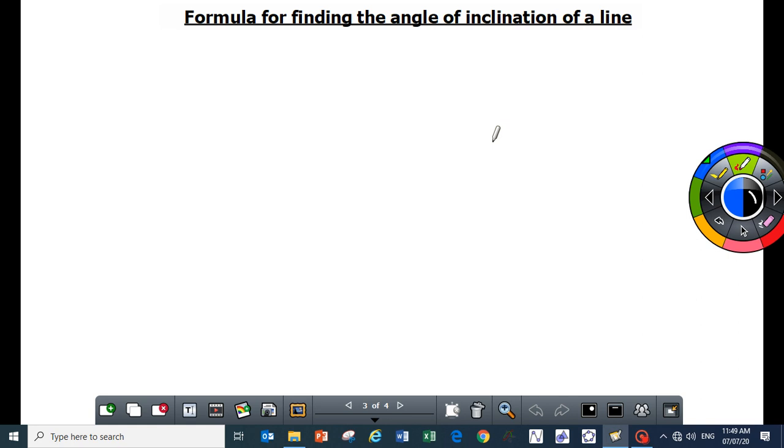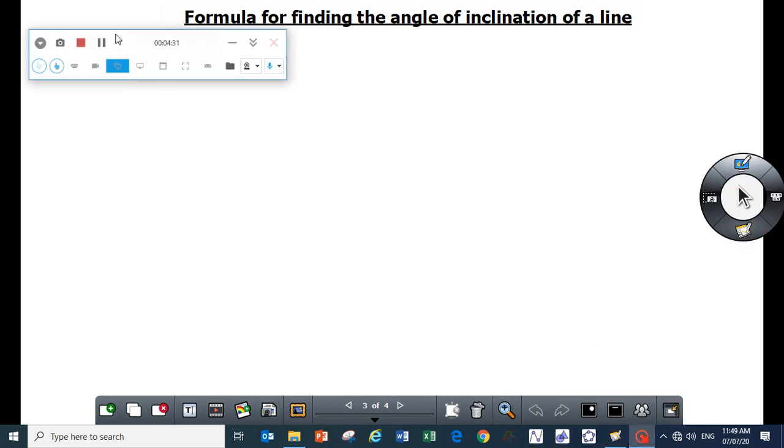So I want you to write that heading: Formula for finding the angle of inclination of a line. I've introduced that.